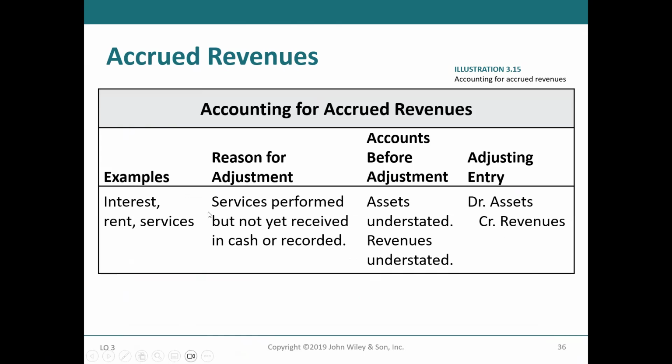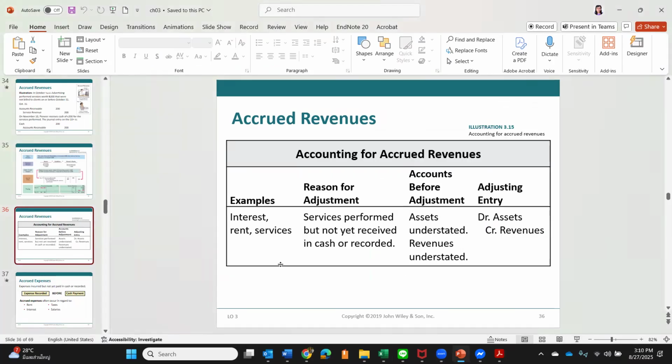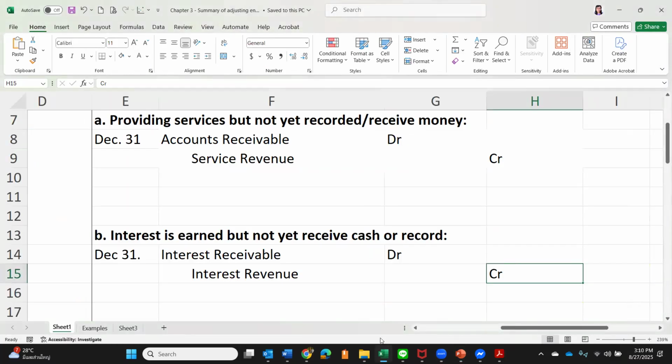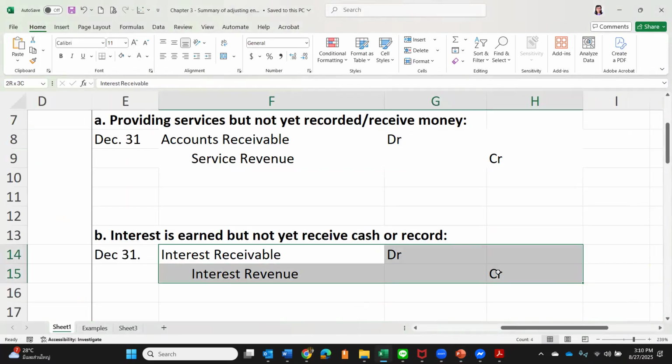All right, so you just understand that when we do the adjusting for accrual revenues, we're going to debit the receivable account, like interest receivable or accounts receivable, and we credit the revenue account, like service revenues, interest revenues, something like that. Okay, now let me give you another example for the interest receivable and interest revenue.